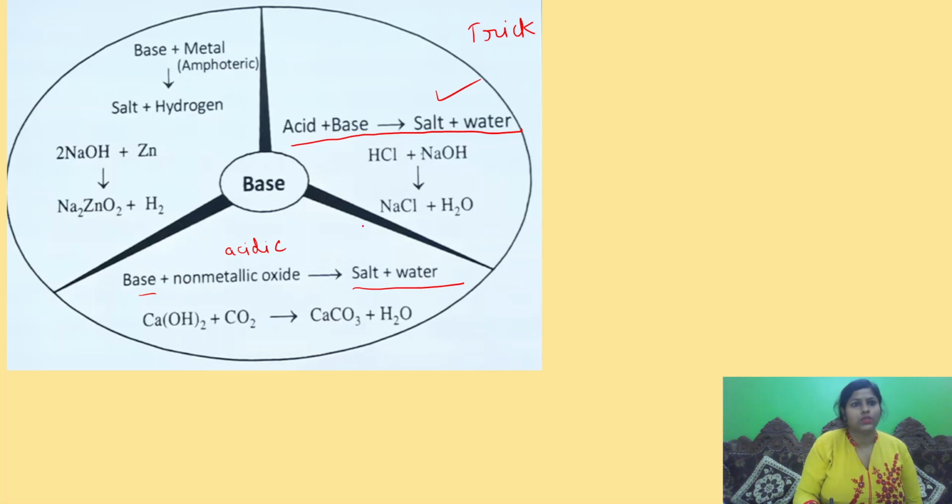It will be easy to remember, it's absolutely simple. Now third was base reacting with metal. When we react acid with metal, what is formed? Salt and hydrogen. So here also salt and hydrogen is formed. But the only difference is bases react with only amphoteric metals. So the examples of amphoteric metals we took were zinc, copper, aluminium, beryllium, lead and tin. You just have to remember this much.